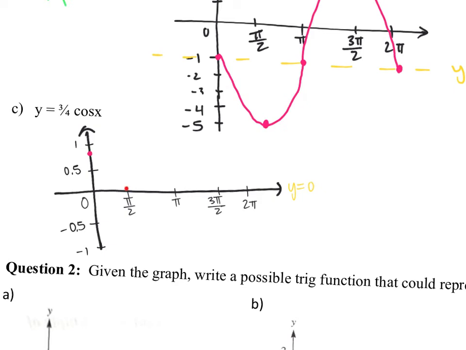At pi over 2, typically it goes back down to 0. And then at pi, for cosine, it's the lowest point. So this is going to be at whatever the amplitude is. So in this case, it goes all the way down to negative 3/4. So about right here. So between 0.5 and negative 1. So about negative 3/4. Let me dip down a little bit more than that.